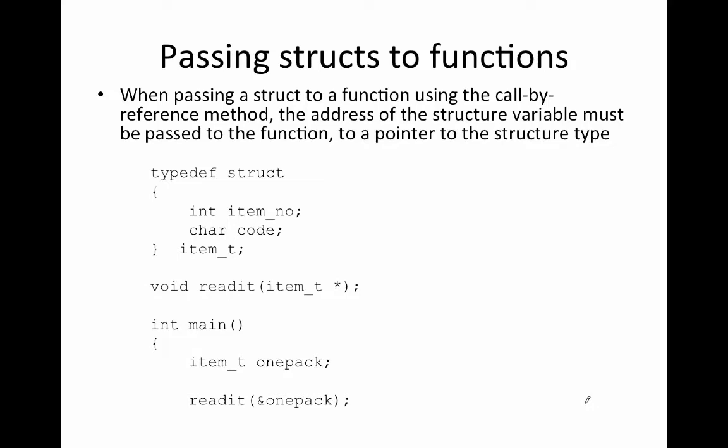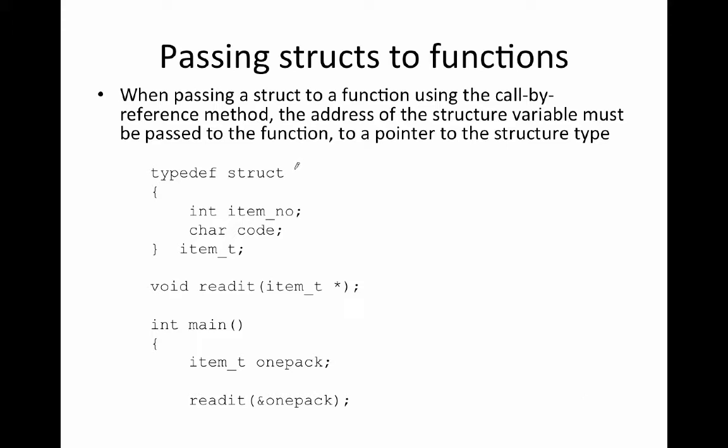Let's take a look at passing a structure to a function. If we're doing this using the call by reference method, so in other words, we want the function to change something in the structure, then we have to pass the address of the structure variable to the function, and that gets passed to a pointer of the structure type.